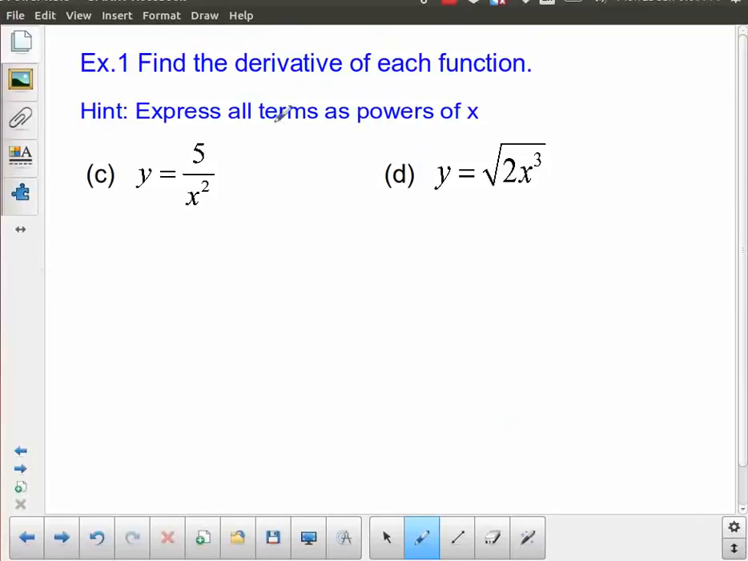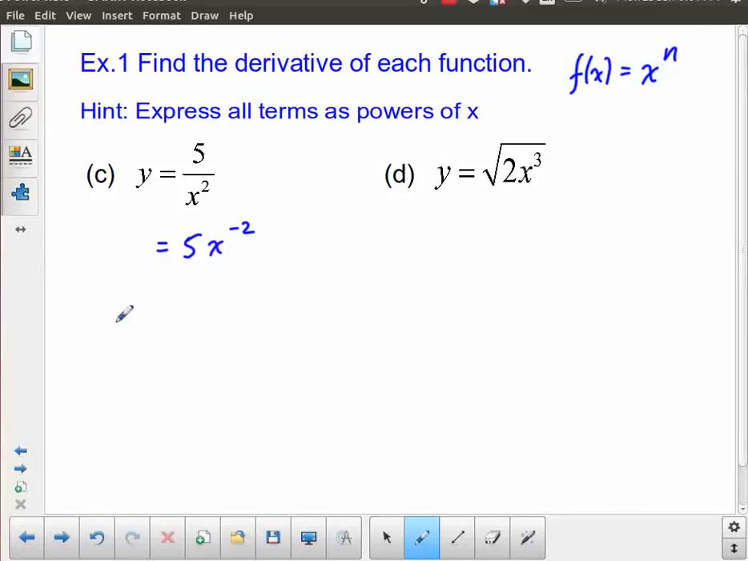Now we want to express all terms as powers of x. For part C here, we've got 5 over x squared. Preferable to write this as 5x to the power negative 2. We always want it in that form, f of x equals x to the power n. So we don't want something in the denominator, we want it in the numerator, or just along the regular line of the expression.